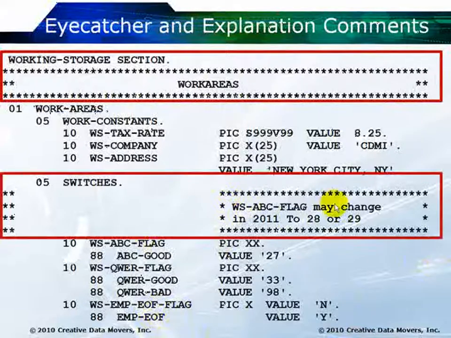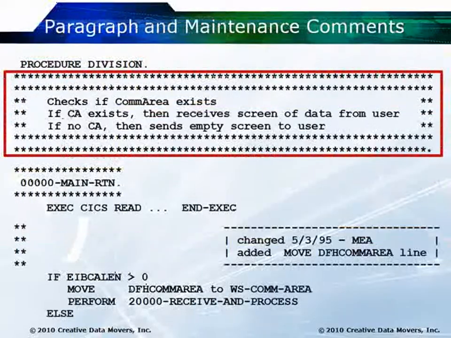Down here I have another comment, and in this comment you'll notice I have the double asterisks in the left side, but all the way on the right I have the comment. I want that comment not to interfere with my looking at the code. It's a small comment, but it's an indication that this flag is going to change in 2011 to something else. So that's sort of a warning for people as they're processing this program.